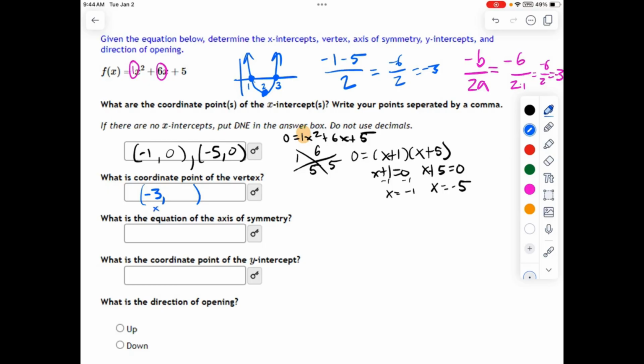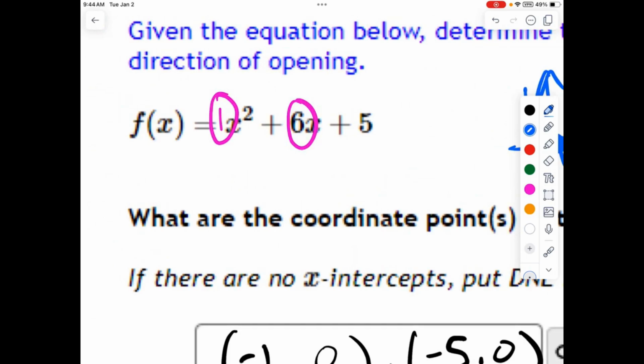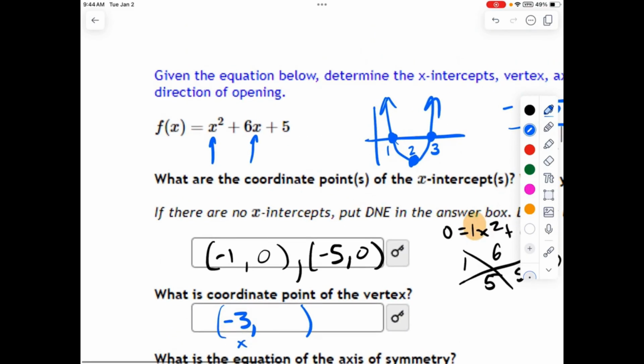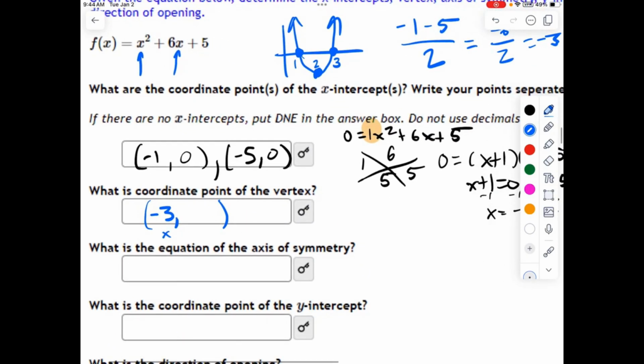Well, we know x is negative 3. Plug it in. If you know that x is negative 3, plug in negative 3. So then we get negative 3 squared. Yes, you do need those parentheses there. 6 times negative 3 plus 5. Alright, so then negative 3 squared, 9. 6 times negative 3, negative 18 plus 5. And then we end up at 14 minus 18, which is negative 4. Done. Okay, nothing too crazy there.